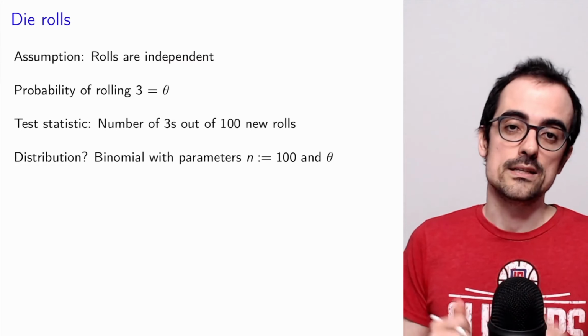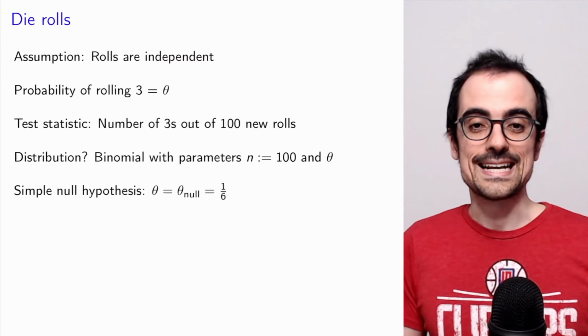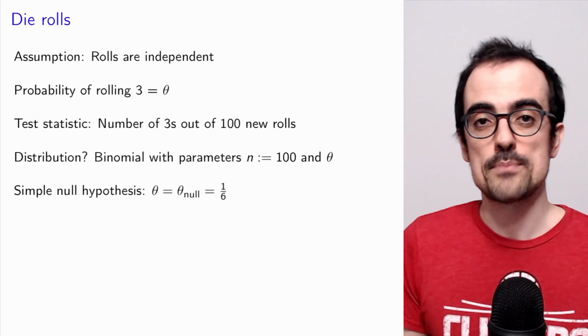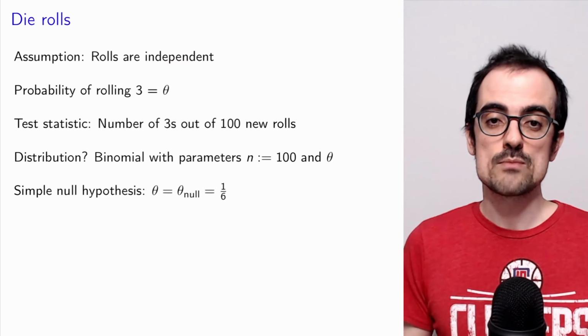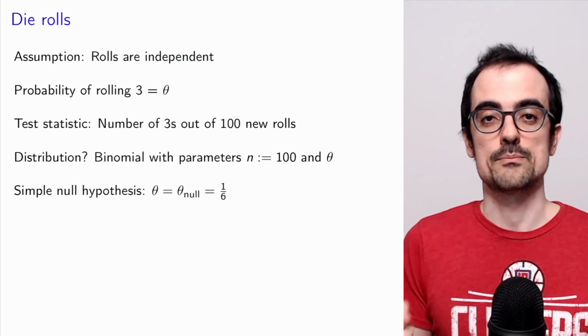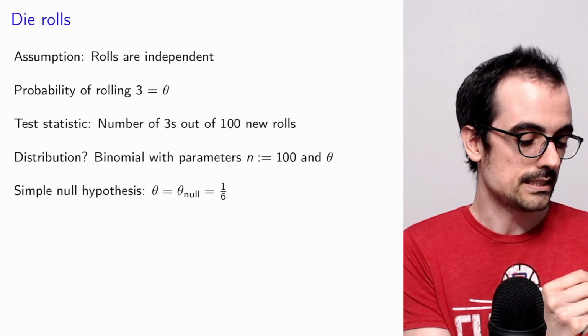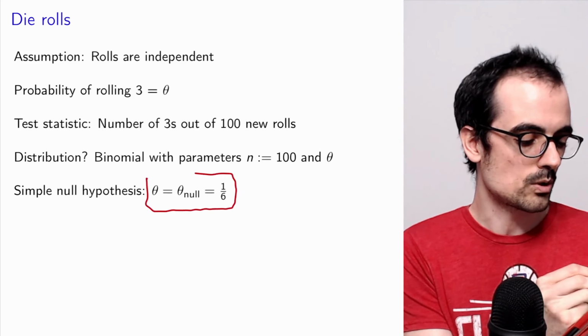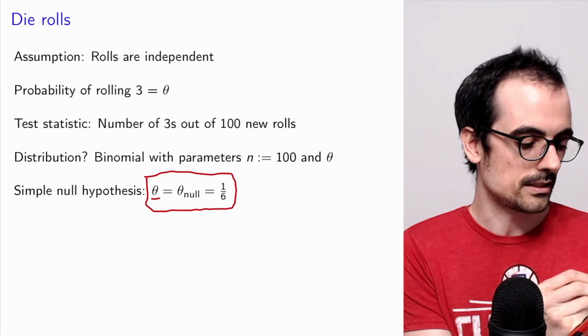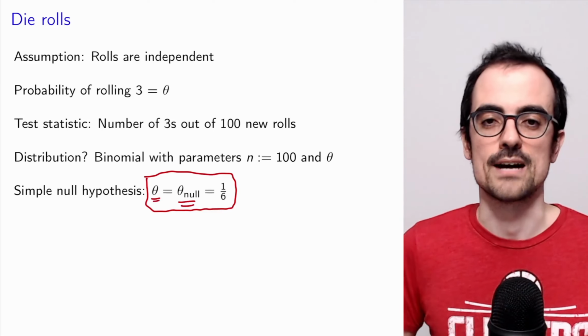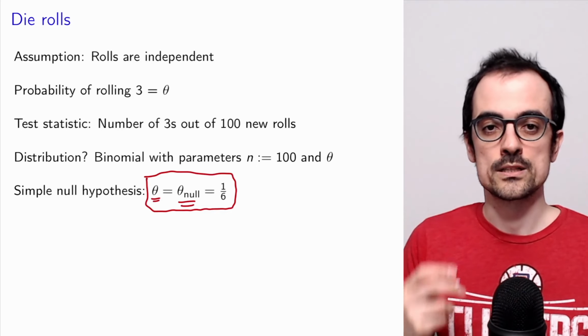And now we get to the point where we can encode our null hypothesis within this parametric framework, because our null hypothesis was that the probability of rolling a 3 was equal to 1/6. And this is a simple null hypothesis, where we're saying the null hypothesis is that the parameter is equal to a specific value. In this case, 1/6.